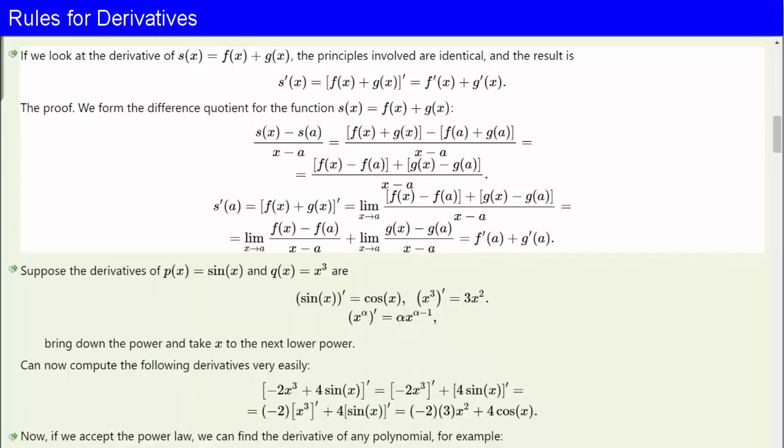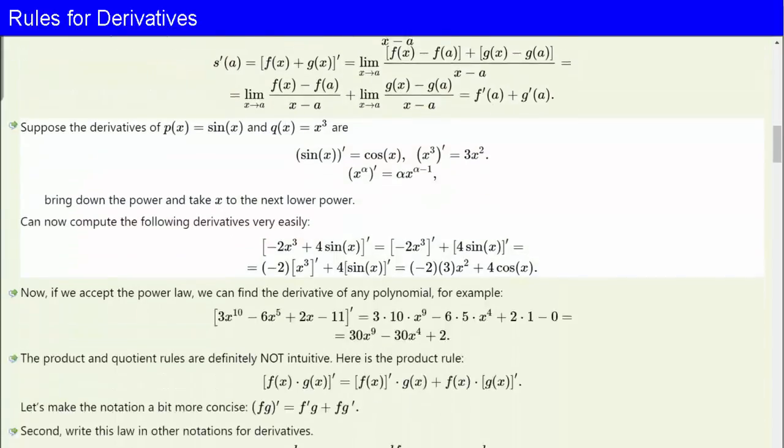Now we take the limit, and remember from our limit laws that the limit of a sum is the sum of the limits. So the derivative of this sum function, s prime at a, is the limit as x goes to a of f of x minus f of a over x minus a, plus the limit as x goes to a of exactly the difference quotient for g. In other words, we end up with f prime at a plus g prime at a.